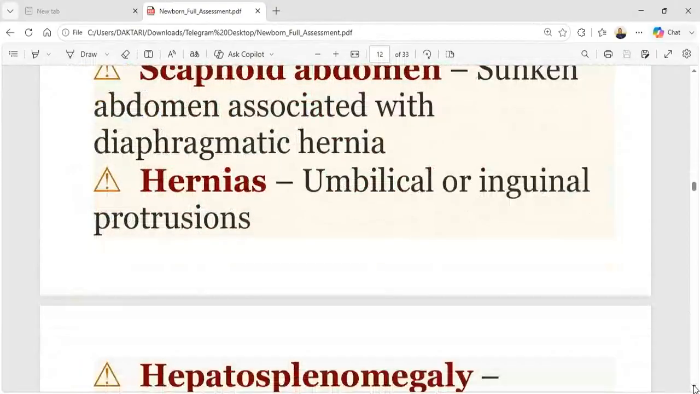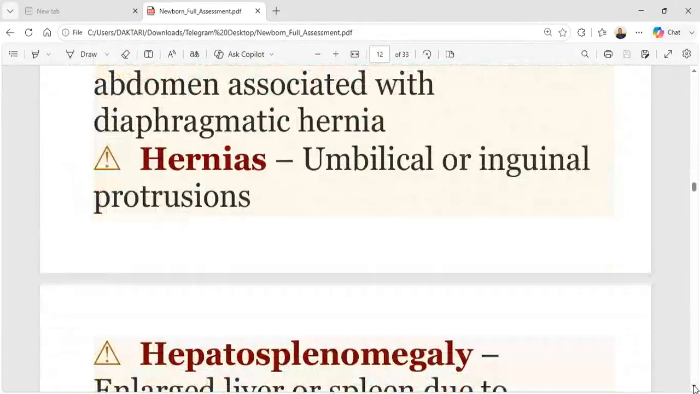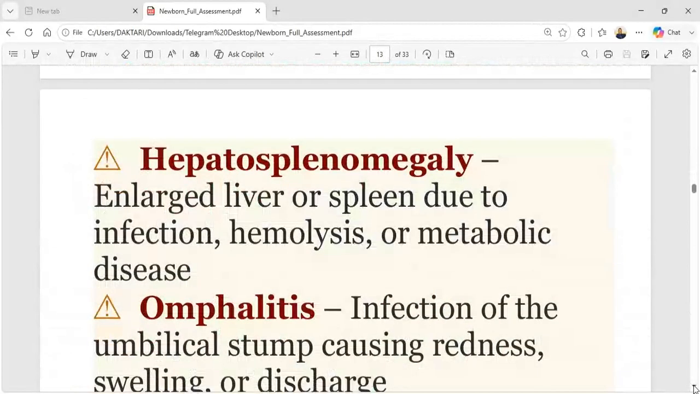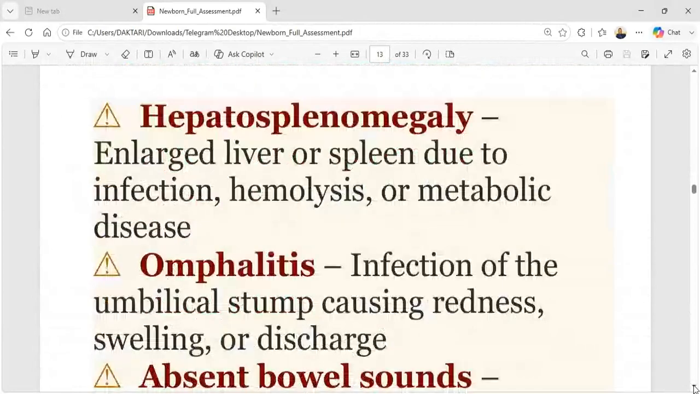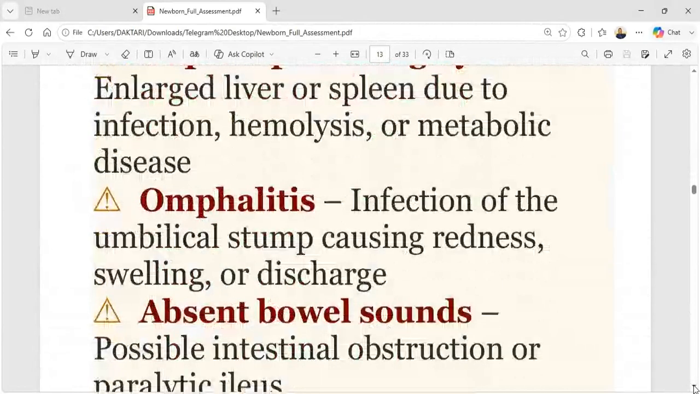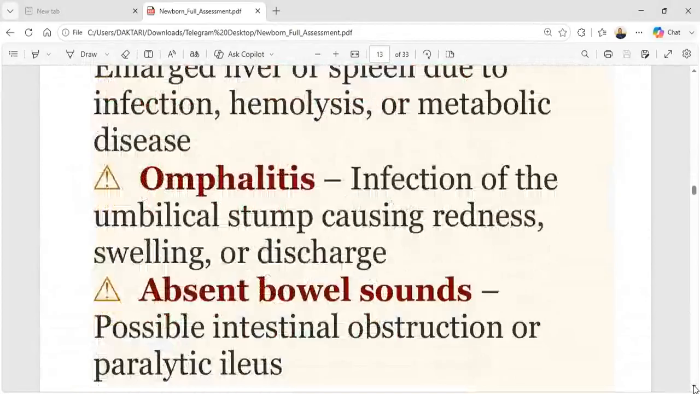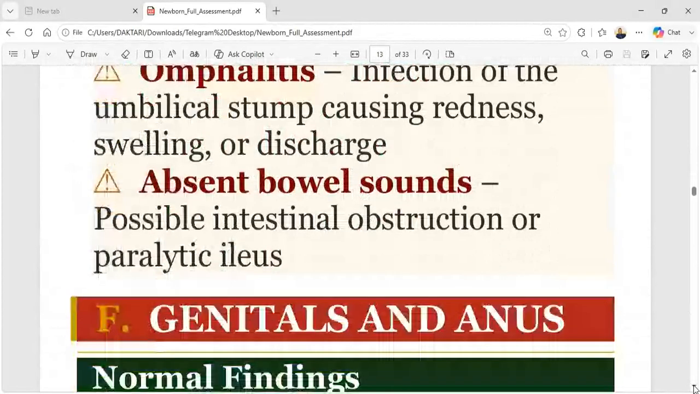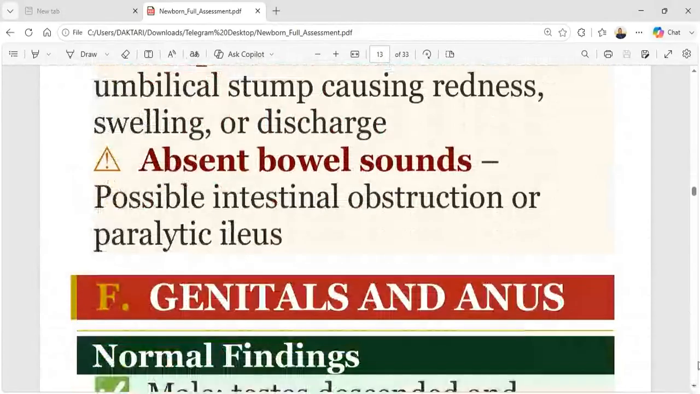And then you can check for hernias, whether umbilical or inguinal protrusions, okay? Check for hepatosplenomegaly, a large liver and spleen due to infection, hemolysis or metabolic disease. Check for omphalitis, infection of the umbilical stump causing redness, swelling, or discharge. Absent bowel sounds, possible intestinal obstruction or paralytic ileus as well. So those are very key things.